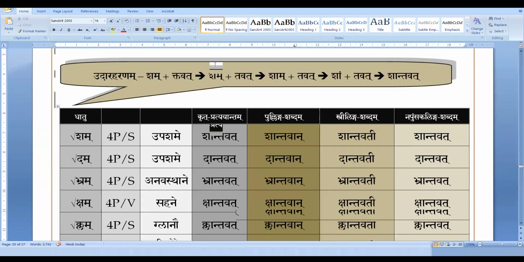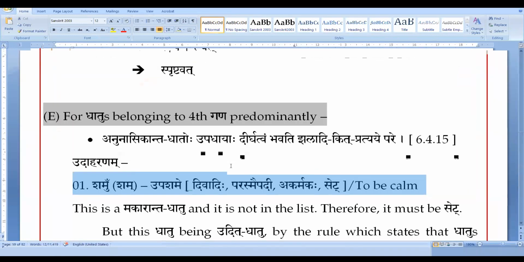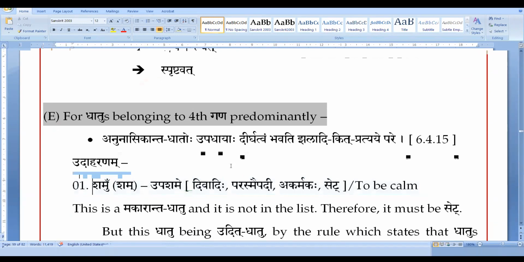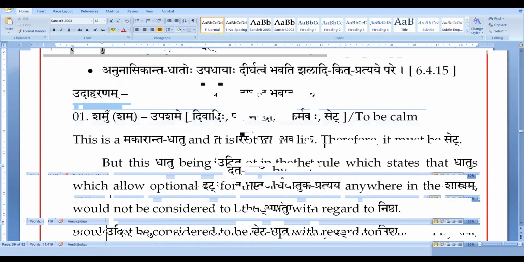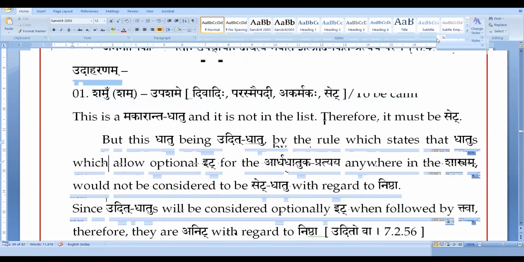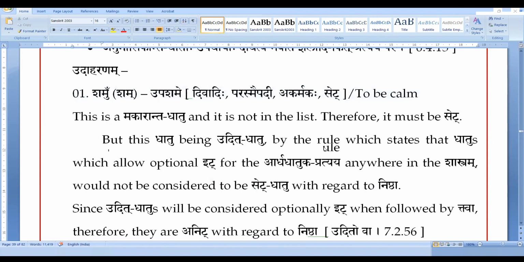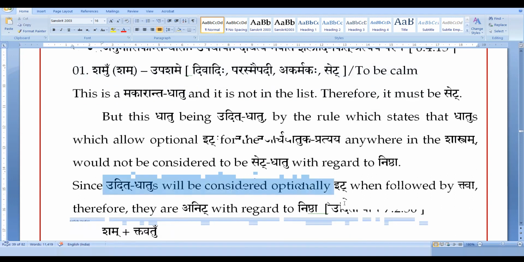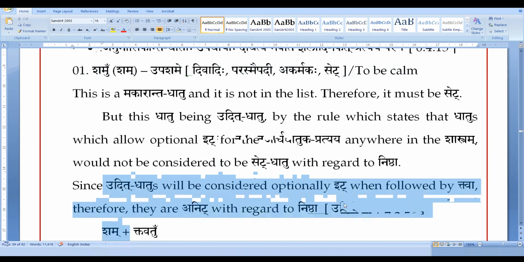But here, mostly 4th gana dhatus. This dhatu is not in the list, therefore it must be set. Set means it is no more jaladi. But the dhatu is an udit dhatu. Therefore, by udito va, somewhere in the Shastram it gets itagama. With regard to nishta, that is negated, so it will be jaladi only. This dhatu being udit, by the rule that dhatus which allow optional itagama anywhere in the Shastram are not considered set with regard to nishta, they are anit with regard to nishta. This is the logic.